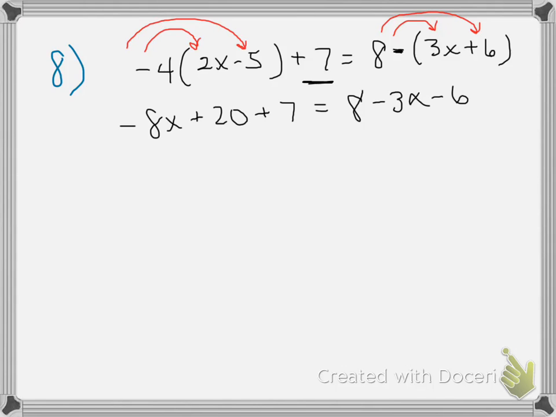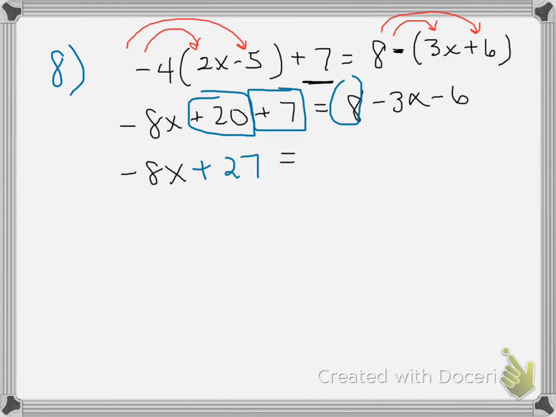So if you notice, I don't see any more x's on this side of the equal sign, so I'm just going to write it down. The other one, I see a +20, these are regular numbers, and a +7, so that's going to be a +27. Alright, on the other side, I have a +8, remember that's a positive, and this is a -6, so 8 minus 6 is 2, and then I have a -3x on the other side.